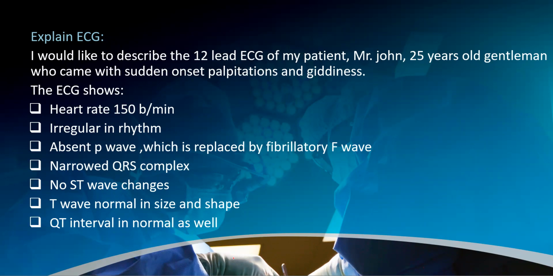Okay, so the ECG shows tachycardia, rhythm irregular, absence of P wave, which is replaced by fibrillatory F waves, narrow QRS complex, no ST segment changes, T wave normal in size and shape, QT interval normal as well. So same way, right? But in here, it's irregular in rhythm, absence of P wave. These are the main two findings that you should obviously talk about.